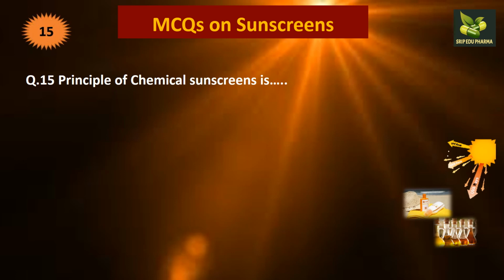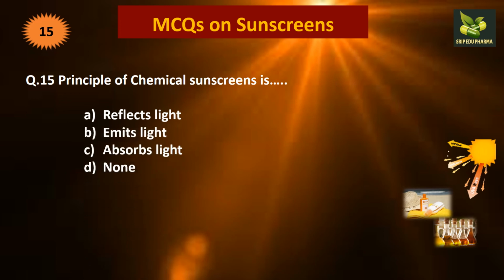Principle of chemical sunscreens is A. Reflects light, B. Emits light, C. Absorbs light, or D. None. You remember the chemical sunscreens were PABA, PABA esters, benzophenols. And the physical sunscreens reflect or emit light, but the chemical sunscreens absorb light. Hence the answer will be C, that is absorbs light.